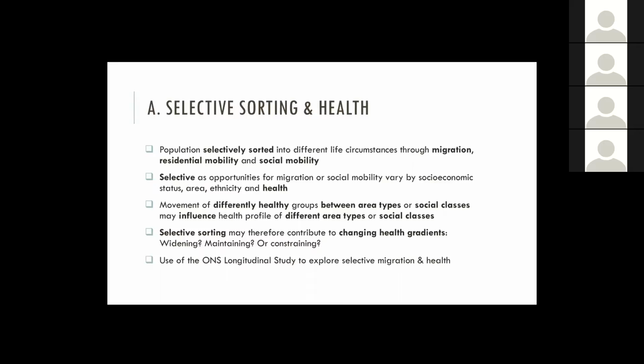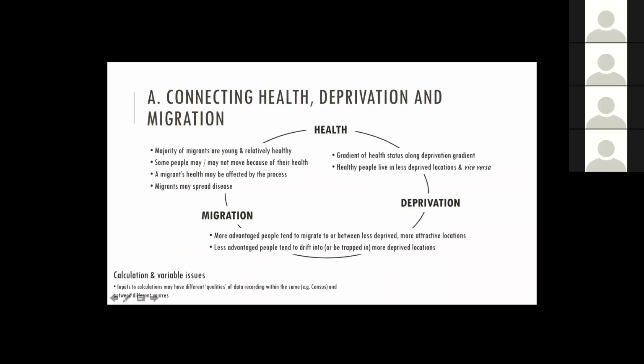So the ONS Longitudinal Study is one data set within which you can look at selective migration and health, and it's particularly useful because as a longitudinal data set we can look at people's changing health status depending on whether or not they've moved, and we can also look at that for big subsets of the population. Before I get into that in more detail, I will talk a little bit more about the connections between health, deprivation and migration, because these are important contextual components for this research.